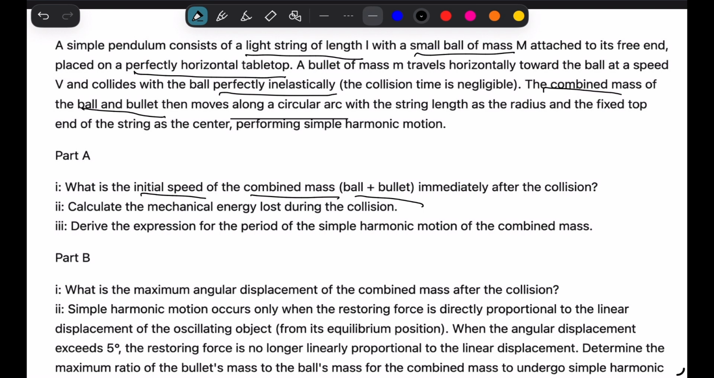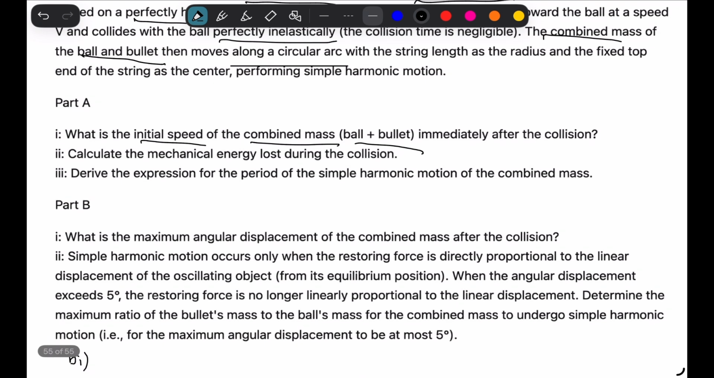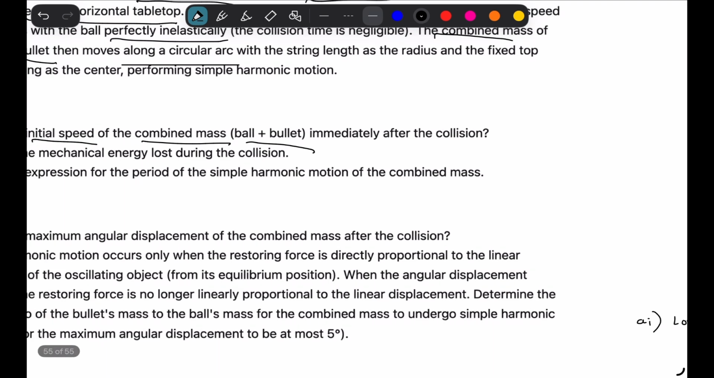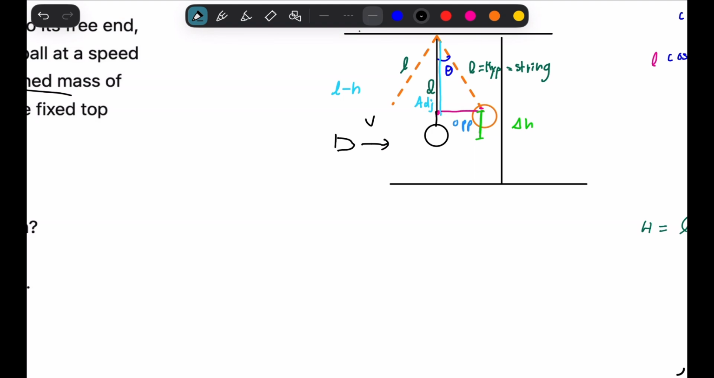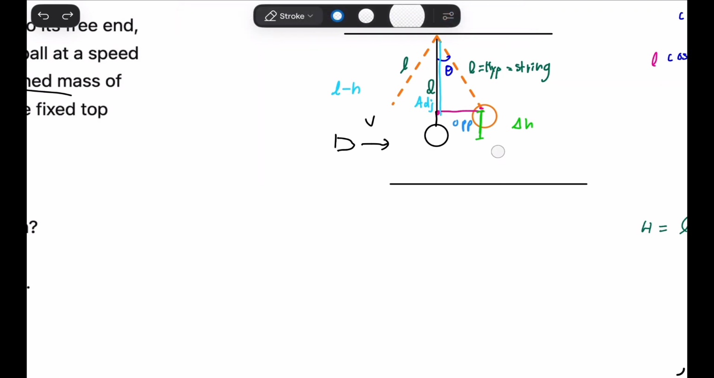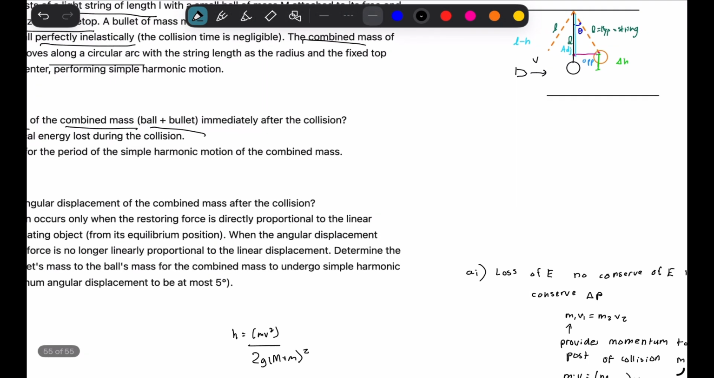perfectly inelastically. The combined mass of the ball and the bullet moves along a circular arc with the string length as the radius and the fixed top end of the string as a center, performing simple harmonic motion. We're asked: what is the initial speed of the combined mass, ball plus bullet, immediately after the collision? So our setup is going to look like this. Right now, just look at this: up here is the ceiling, this is the wall, and this is the string. The ball is hit by the bullet, and then it will swing back and forth.